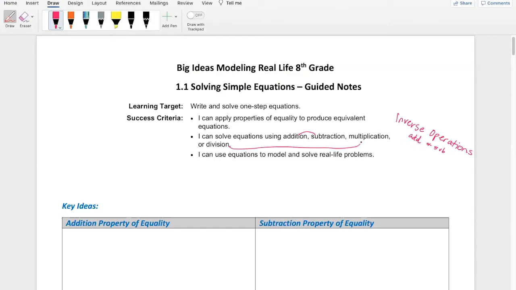Multiplication and division are another set of inverse operations. Again, they cancel each other out. Square and square root are another set. They undo each other. So you'll hear me say that in this lesson. What's the inverse operation? Again, we're only going to be working with addition, subtraction, and then multiplication and division today.